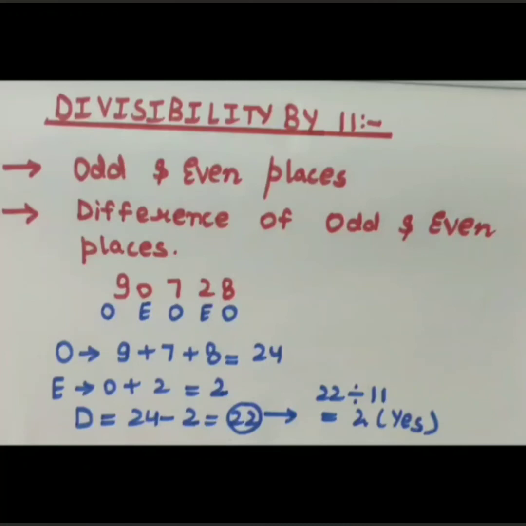The second step was the difference of the odd and even places. We always subtract the smaller from the greater one. 24 minus 2, and the difference we are getting is 22. Again what will we see? We'll see whether it is divisible by the table of 11 or not. Why are we taking 11 here? As we are checking the divisibility of 11 only. So it goes 2 times. This condition fulfills the divisibility by 11.